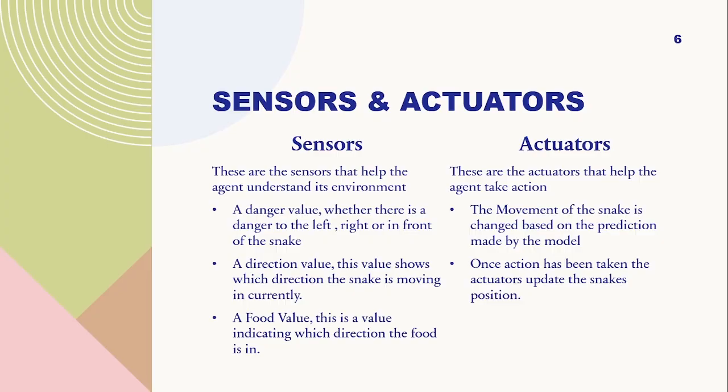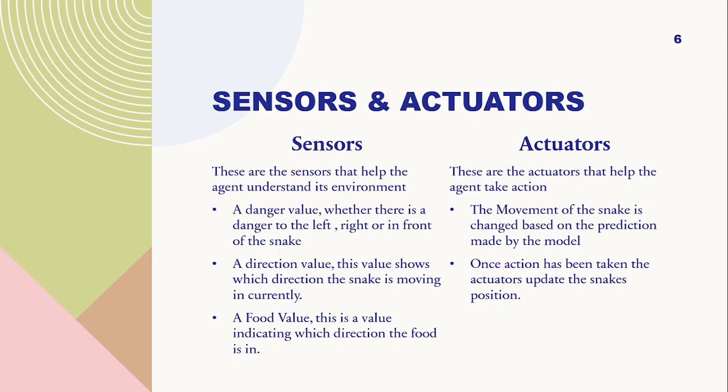So now we'll go through the sensors and actuators that are used in this project. The sensors help the agent understand the environment that it's in. The sensors that we used in this project are first of all a danger value. This is a value that represents whether there is danger for the snake around it, to the left, in front of it, or to the right of it. Types of dangers would be like a wall, because if they run into any of the walls, the game ends.